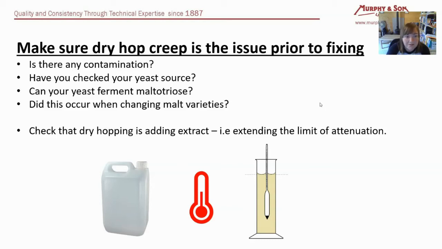One thing you can do is check that dry hopping is adding extract. So what I mean is extending the limit of your attenuation. So when you've got an active fermentation going, I would suggest taking off a decent sample, so maybe in one of these sort of 5-litre containers. This is prior to dry hopping, and put it somewhere warm, obviously not too hot to deactivate any yeast, but just to make sure that the fermentation completely takes place.